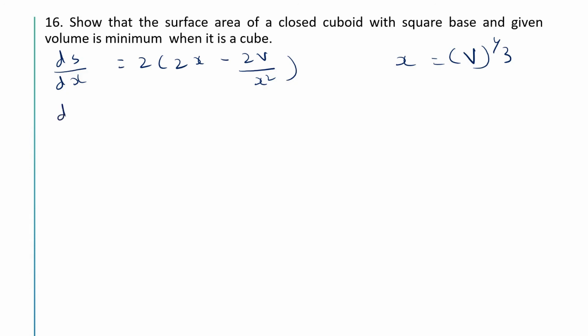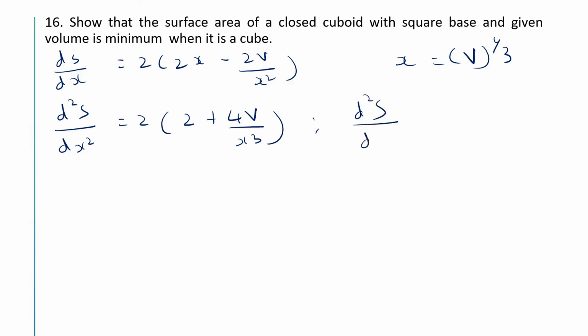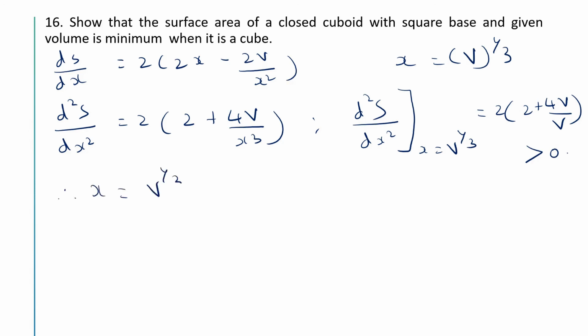Now we will find d square s by dx square. So it is equal to 2 into 2 plus 4v by x cube. Now d square s by dx square at x is equal to v raised to 1 by 3 is 2 into 2 plus 4v by v. This is greater than 0. So from this we get x is equal to v raised to 1 by 3 is a point of local minima.